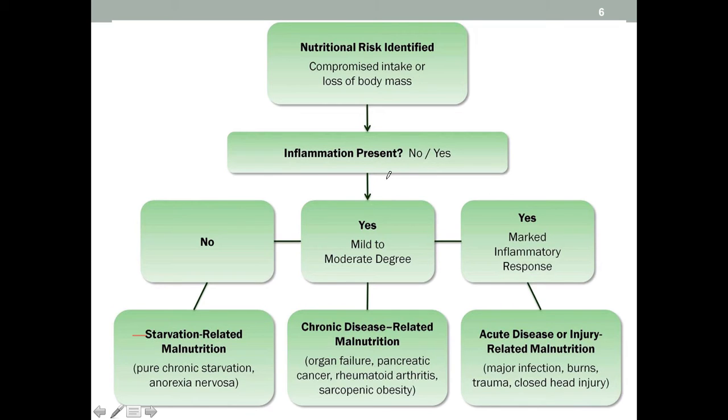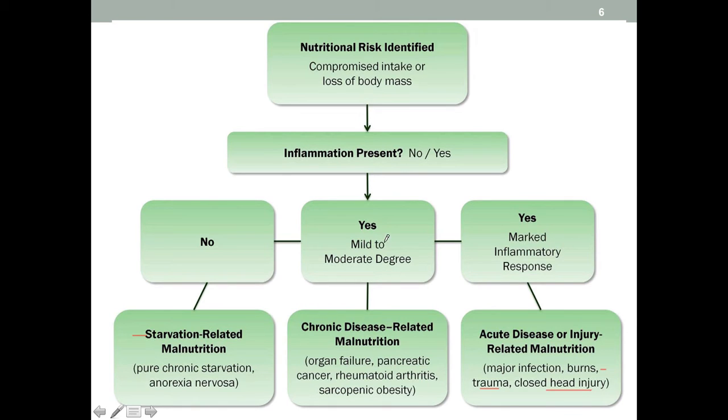Now, if we answer yes to inflammation being present, we have two directions we can follow, and we need to check if it is severe or not severe. If we answer that there's a marked inflammatory response, that would be an acute disease or injury. This would be something such as a major infection, a burn, trauma, or a head injury, and these things will often increase nutrition requirements.